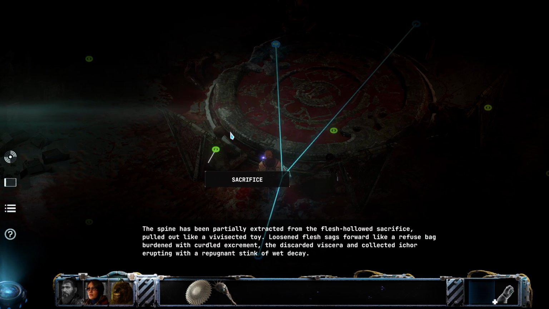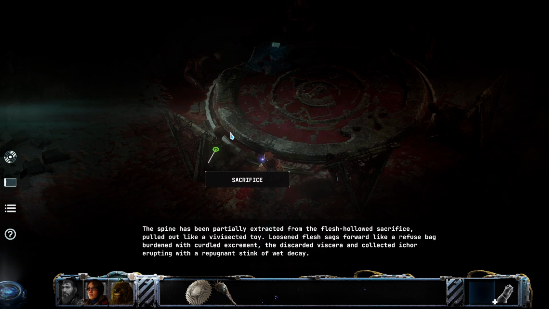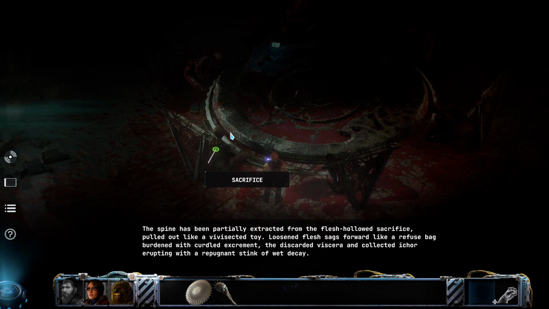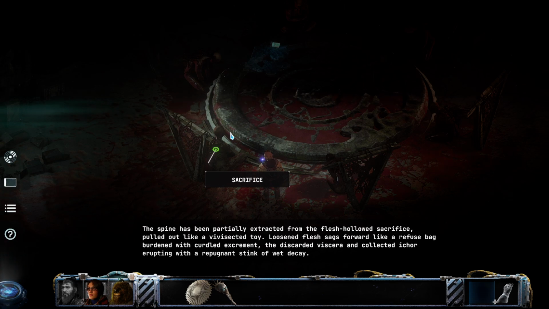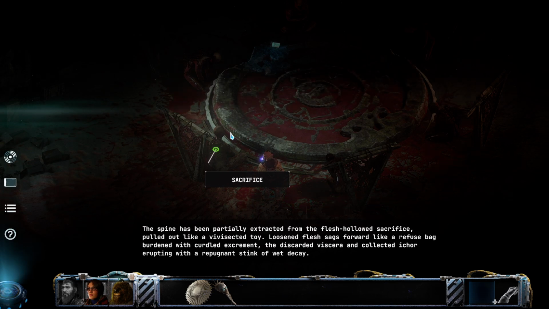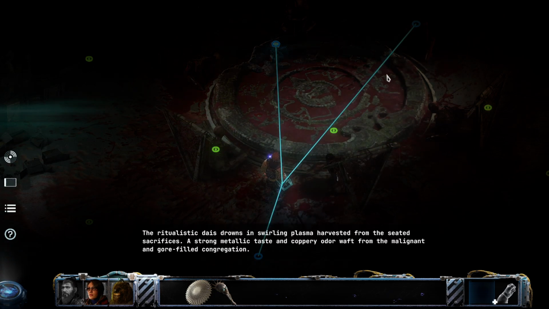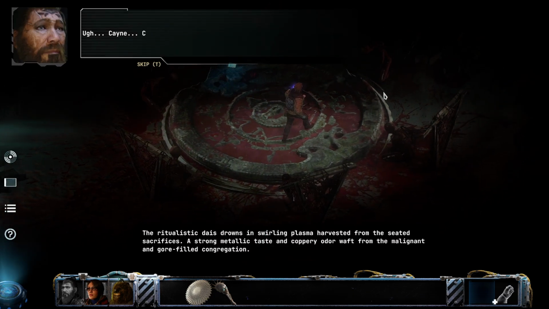Look at this thing. The spine has been partially extracted from the flesh-hollowed sacrifice, pulled out like a vivisected toy. Loosened flesh sags forward like a refuse bag burdened with curdled excrement. The discarded viscera and collected ichor erupting with a repugnant stink of wet decay. Boy, they sure do love to describe gross smells.